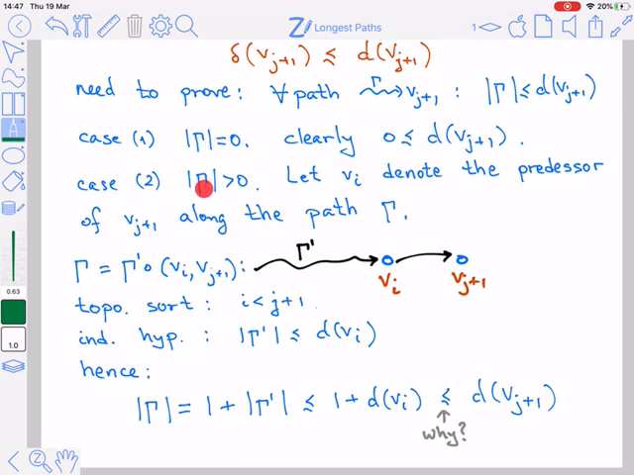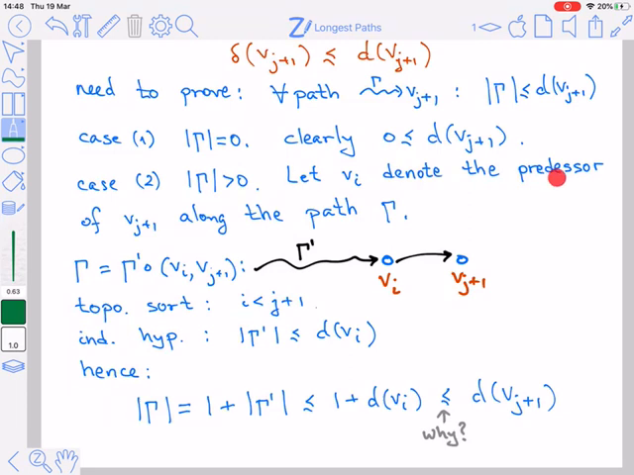We consider 2 cases. The first case is where the length of gamma is 0. Well, if the length of gamma is 0, then clearly 0 is less than or equal to the delay of Vj plus 1, because the delay is never negative. The function d of Vj plus 1 is never negative. The algorithm never assigns negative values. So this clearly holds. The second case, assume that the length of gamma is strictly positive.